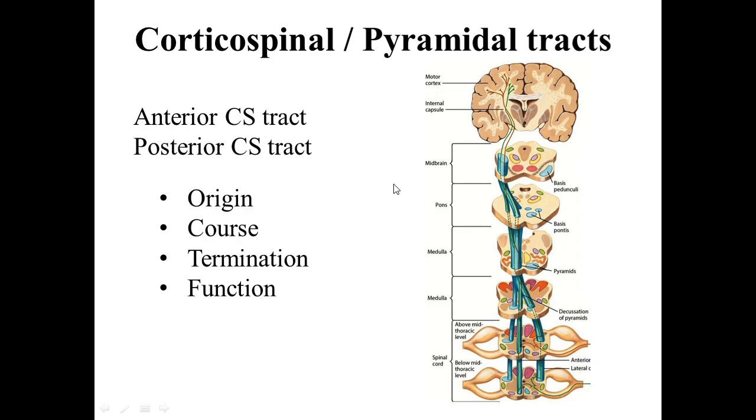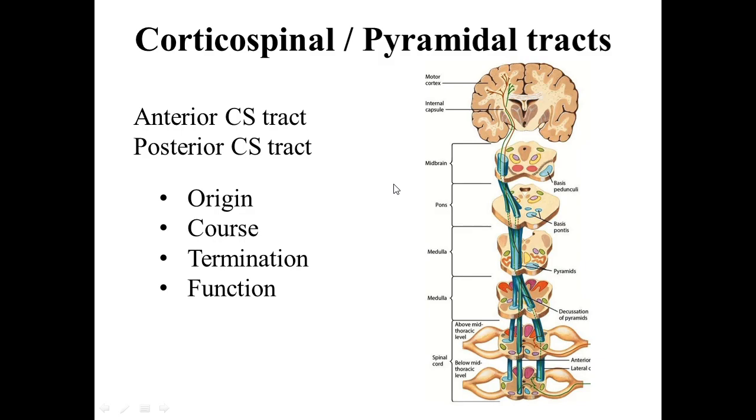Now this corticospinal tract is concerned with the skillful voluntary movements because they supply the skeletal muscle. So it is concerned with the skillful voluntary movements.